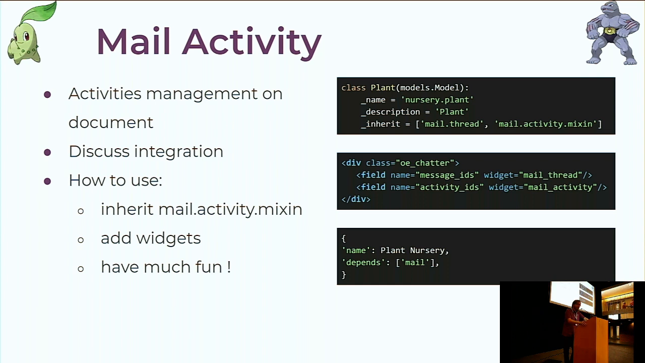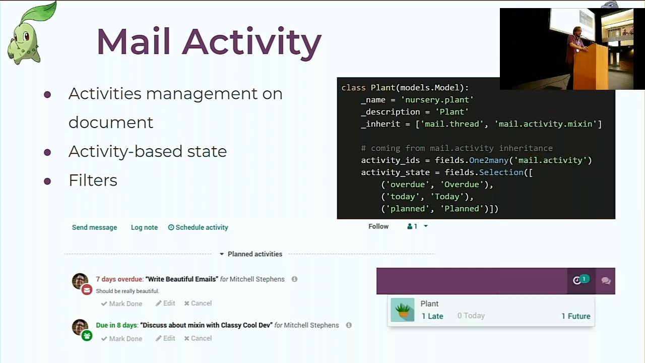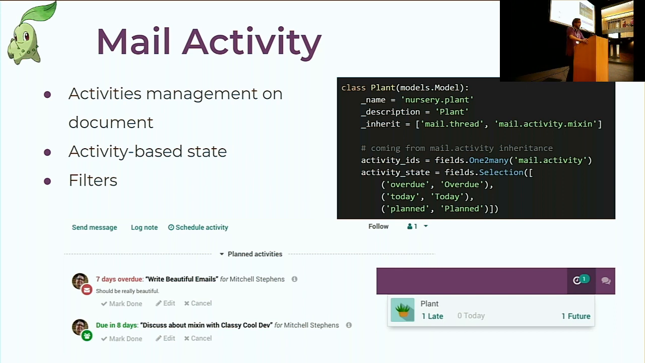Like messages and followers, activities are generic, and with the model and res_id fields, it's linked to a given document. Everything is defined inside the mail application, so just depend on mail, add the mail activity mixin, and you can have much fun. The mixin gives you several helpers and tools. Notably, it computes a state based on activities. It means that if you have activities to do in the past, you have overdue activities, you have filters, you have a specific view, an activity view defined for activities, so you can manage them directly from Odoo.